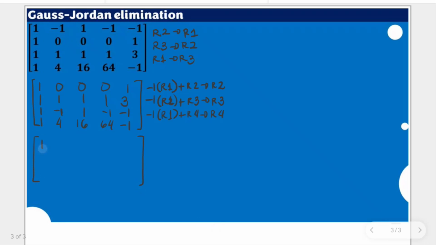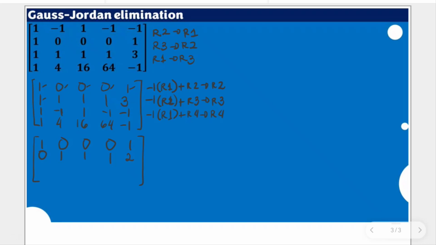So with that, the first row is still 1, 0, 0, 0, 1. And then the next is the application of the processes. So let's have the first set of operations. Negative 1 times 1 is negative 1 plus 1, 0. Then negative 1 times 0 is 0. So for this, nothing has been changed: 1, 1, 1 still. Negative 1 times 1 is negative 1 plus 3, we have positive 2.